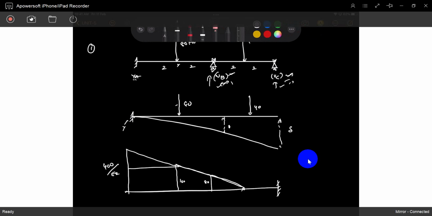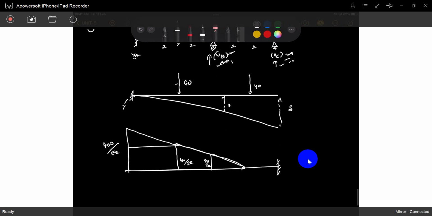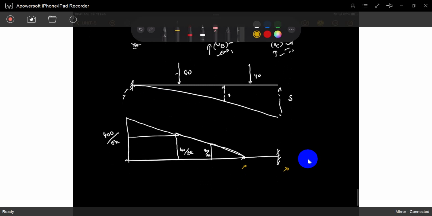Divide by EI. You can divide by EI. This is the bending moment diagram. You want to find out the deflections here and here. You can find out the bending moment at those two locations. Not here, here. You find the bending moment at those two locations, and you will get exactly the deformation. So that's the deflection. That's very simple.